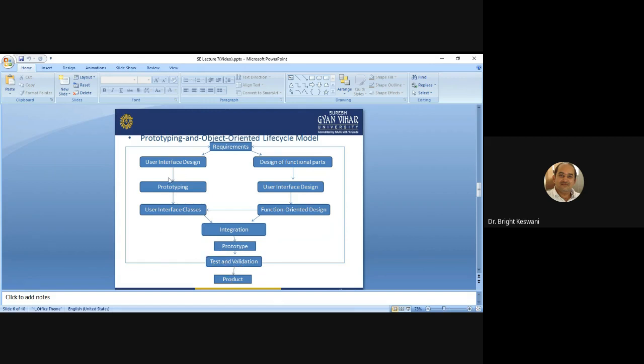This is providing the prototyping approach, and it provides the function oriented design, user interface design, and other designing practices along with testing and validation. So when we integrated all the classes and all the functions of software, then we can make a prototype of the functional model, then test and validate. After the test and validate, you can deliver the product to the client. Okay, so this is prototyping and object oriented lifecycle model.